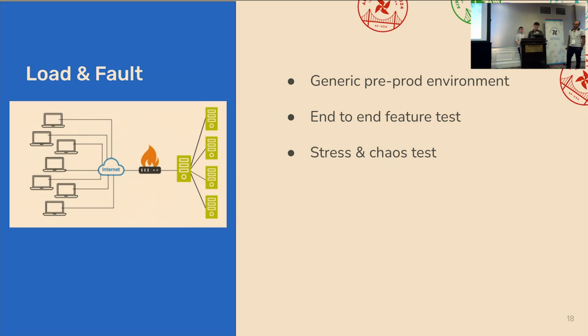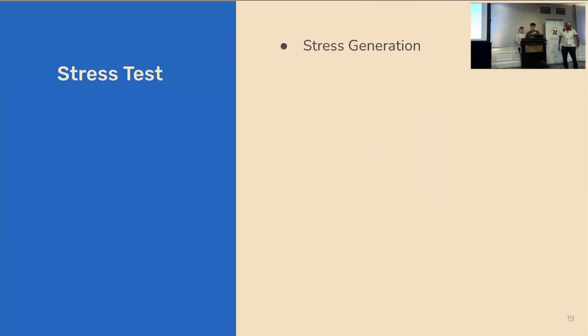The second environment is what we call the load and fault environment. We use this to generate a pre-prod environment for tests and integrate with other services in Robinhood. We also use this to do stress and chaos tests. We have our own way to generate stress in Airflow. We have a centralized stack to create load tests, and we use configuration to generate them dynamically.